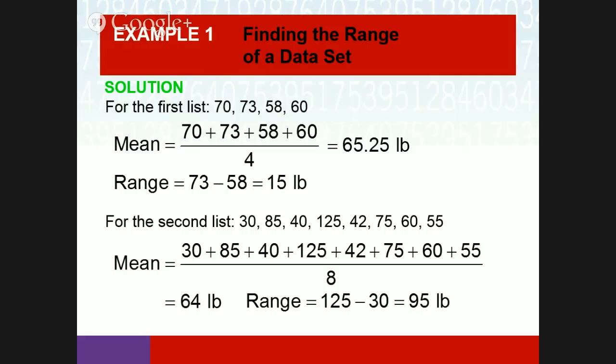Wait, I'm looking for the mean in the second one. You're looking for the mean and the range in both of them. Yeah, but I don't see the mean. It's 65. This is the mean in the first one. This is the mean in the second one. It doesn't give us a 64. Oh, okay. It's on the next slide. It kind of didn't have room.